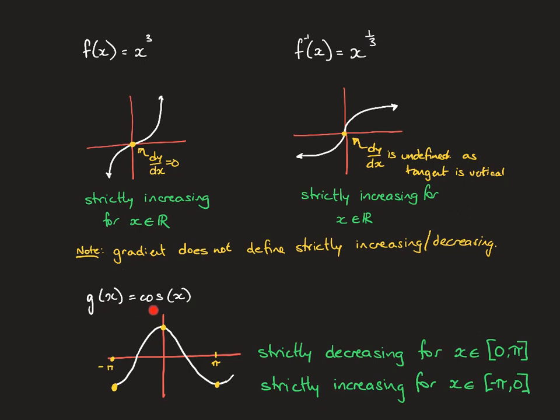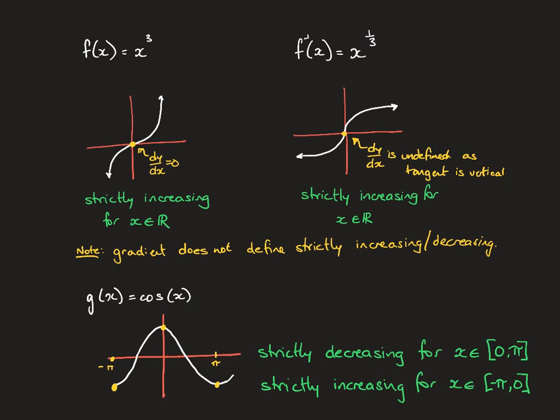Now, in terms of defining strictly increasing and strictly decreasing sections for our trig graphs, for this particular cos graph, if we go from 0 to pi, we have a decreasing function. So our function is going down, and so it's strictly decreasing for 0 to pi. And we include our endpoints. So we started at 0 and we finished at pi. So across that domain, the function is strictly decreasing.